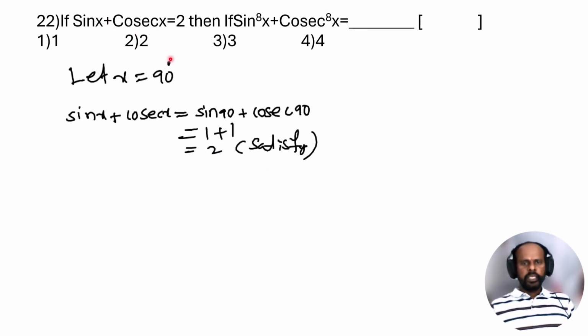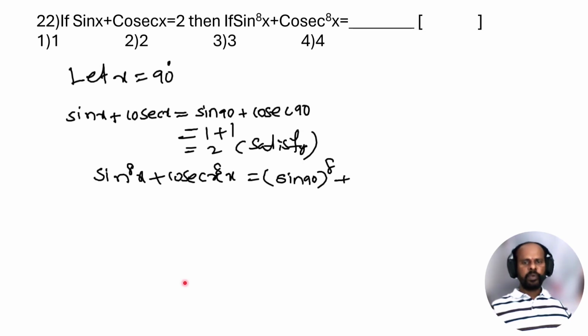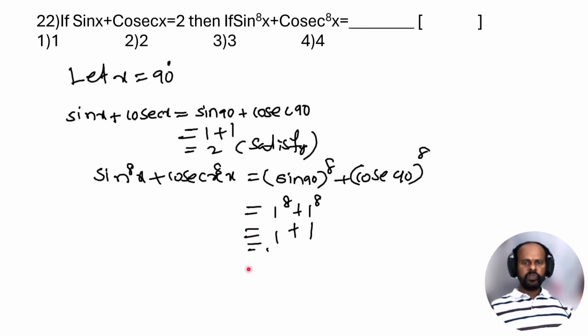So in the x place you can write 90 degrees, and the question asks for sin power 8x plus cosec power 8x. Let us take sin 90 to the power 8 and cosec 90 to the power 8. Here also we get 1 power 8 plus 1 power 8, which is 1 plus 1, 2. The option is 2.